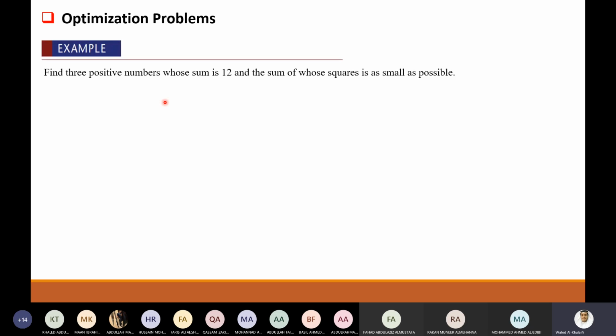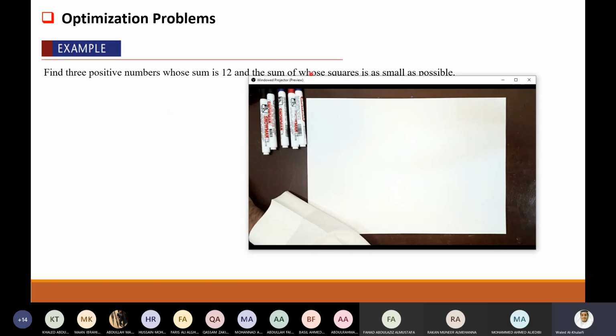As an application of the maximum and minimum values, we are able to solve what we call optimization problems. An optimization problem is a problem where you look for the largest, the biggest, or the smallest, the lowest quantity of such a thing. For example, in this example we say: find 3 positive numbers whose sum is 12 and the sum of whose squares is as small as possible. So he is asking for the smallest of the sum of squares. At the same time, there is information about the sum of these numbers here. So let's start solving this one here.